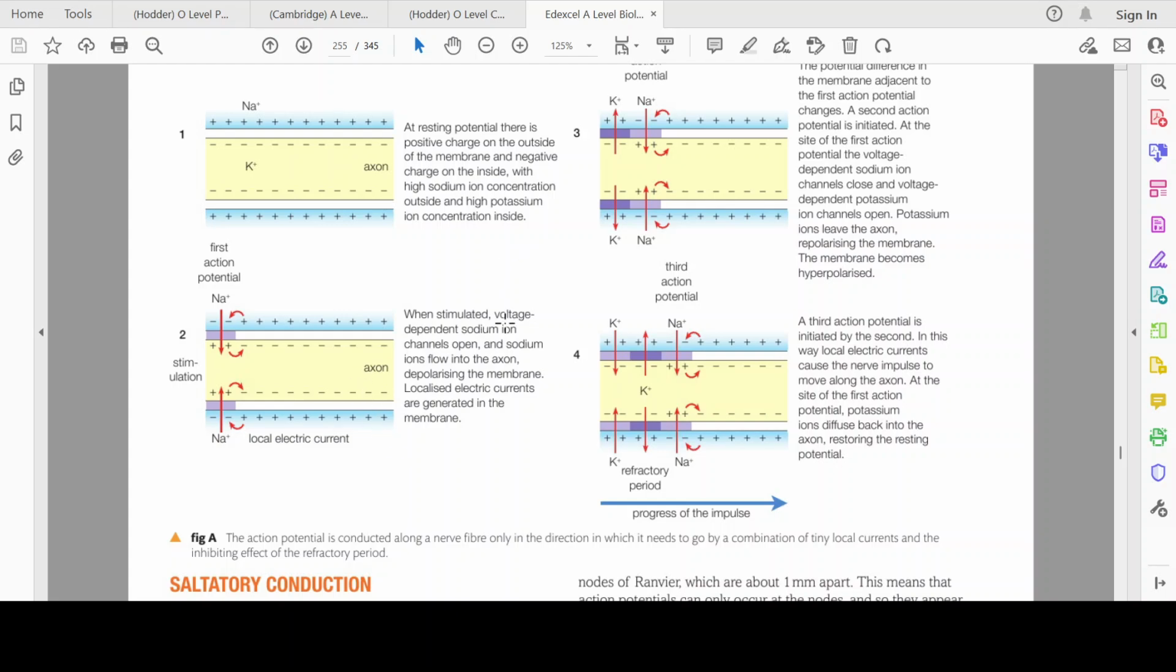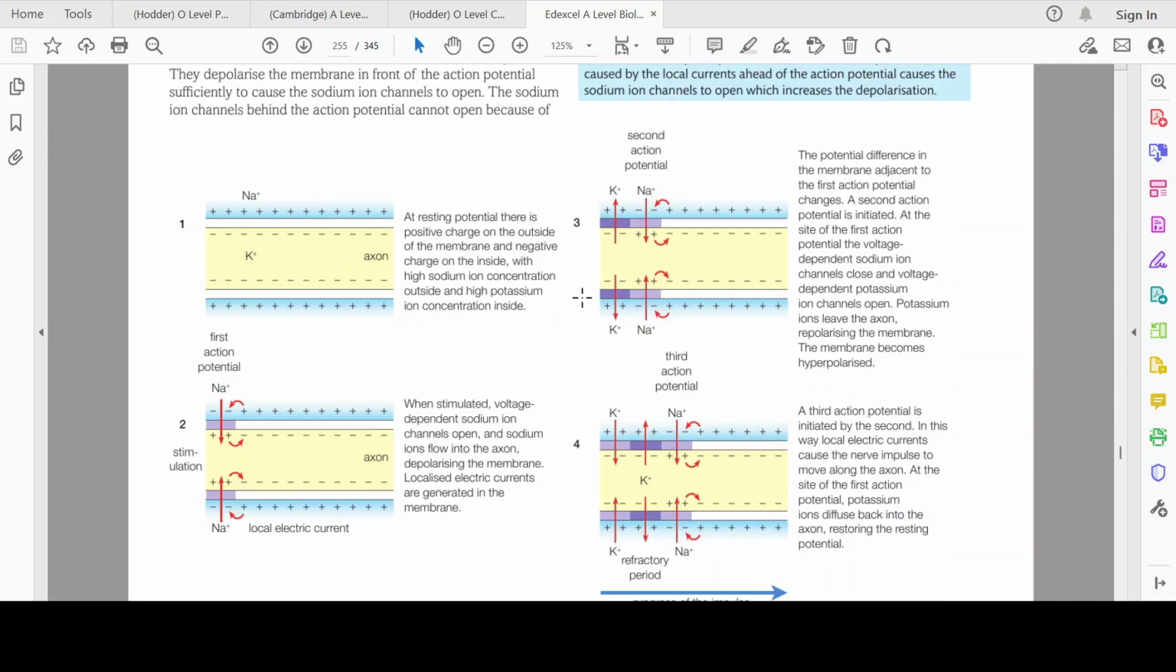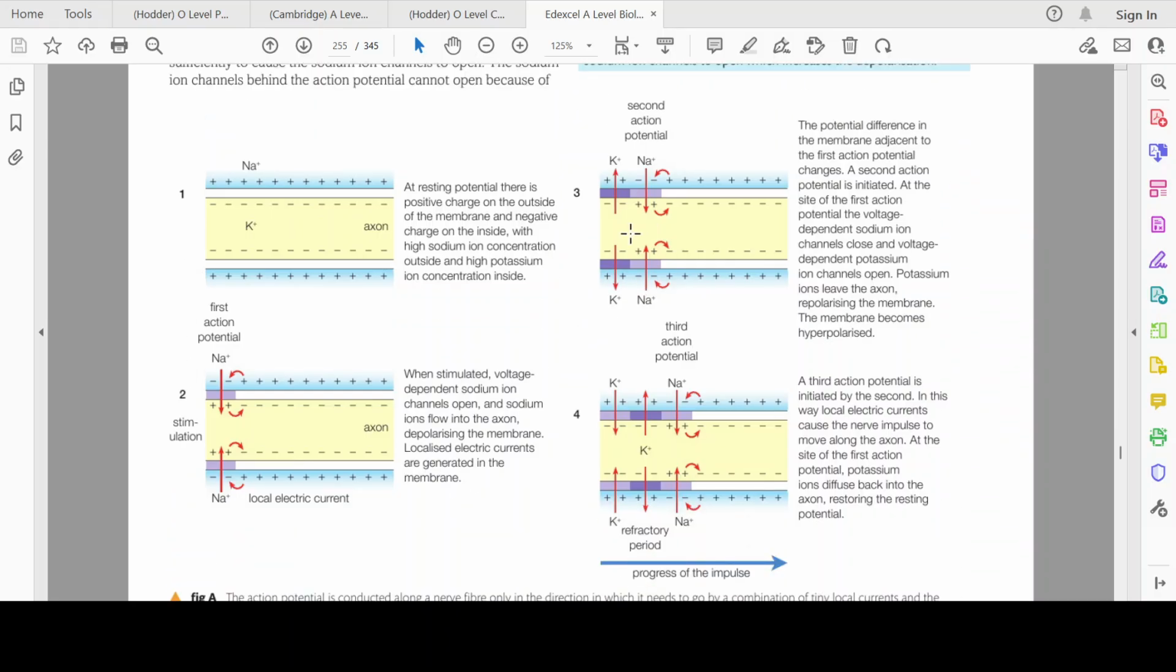So when stimulated, voltage dependent sodium ion channels open, sodium ions flow in, the axon is depolarized. We know that, we've talked about that. Localized electric currents are generated in the membrane. Okay, so this much we know. Now, what happens after that? So that's step three. And so the potential difference in the membrane adjacent to the first action potential. So this is where the first one was generated, the dark purple. It was light purple before.